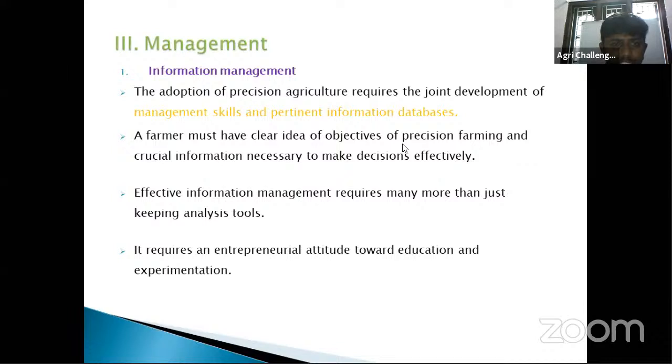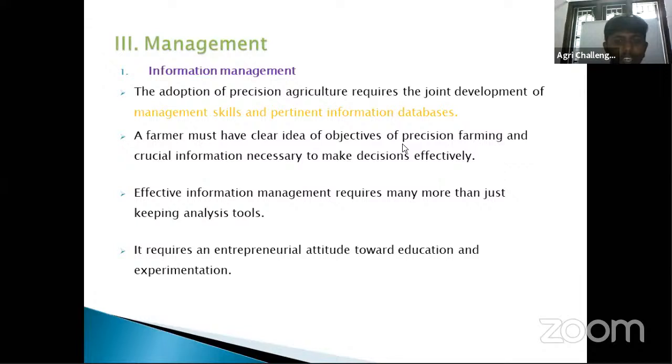Based on the data we are getting, it is telling that there is chlorophyll, whatever that NDVI value is, 30. Then what is the implication of that NDVI value? What is the inference? That means the farmer's basic knowledge about this PFS, precision farming, is required. Then effective information management requires much more than just keeping analysis tools. It's not enough to keep tools. Information management at farm level, farmer level or farm manager level is also important.